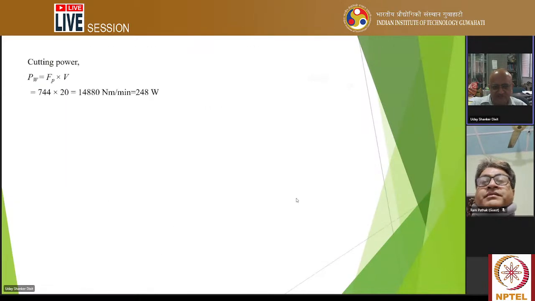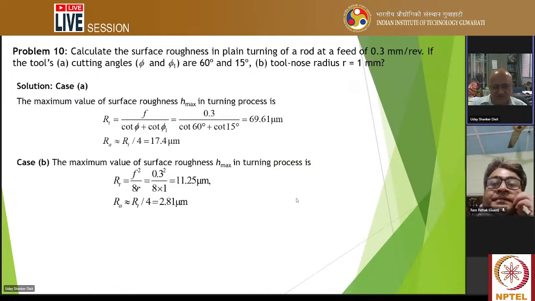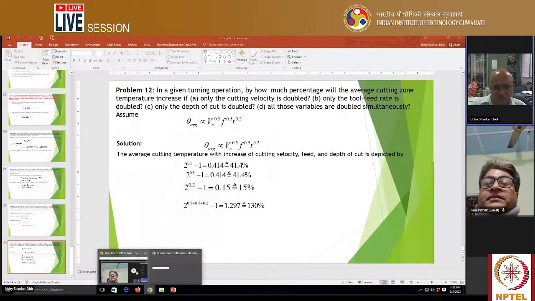Then these are numerical problems. You can practice these here. And yes, so these are problems here. So this was about that thing.